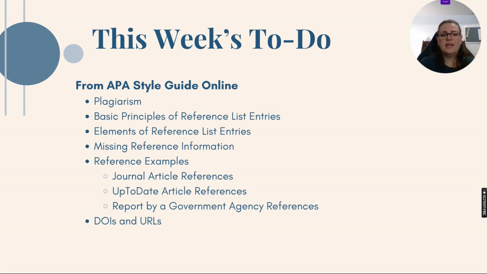Here we have information on plagiarism, the basic principles of a reference list entry, elements of reference list entries, and missing reference information, so what to do if you're missing pieces of information and how to create those citations. We have some really good reference examples, including journal articles, the up-to-date articles if you're using that database, and reports by government agency references. Finally, we also have our DOIs and URLs.